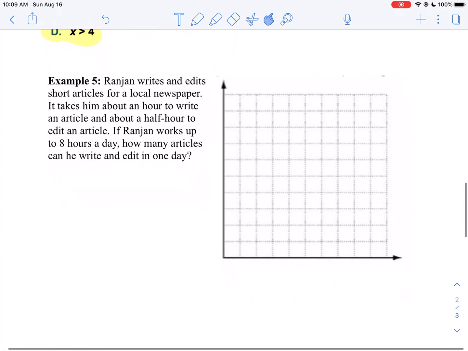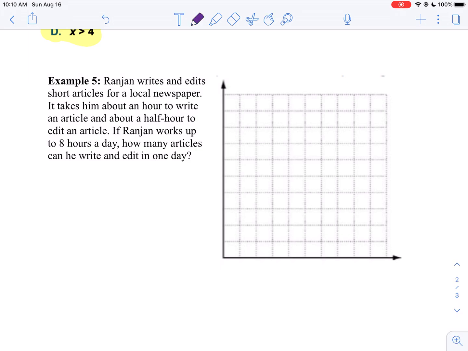Now let's take a look at example 5. Let's read through this together. Here's an application. It says, Ranjan writes and edits short articles for a local newspaper. It takes him about an hour to write an article and about a half hour to edit an article. If Ranjan works up to 8 hours a day, how many articles can he write and edit in one day?